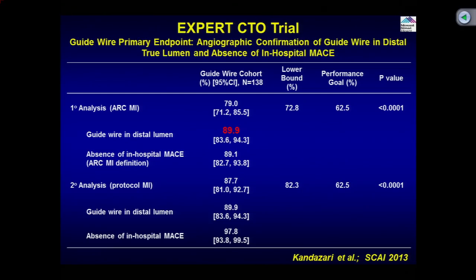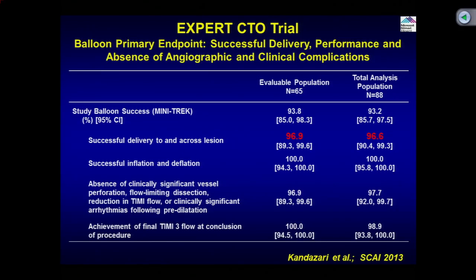A little different definition. But if you see, the guide wire reaching the distal lumen was 89.9%, and they compared it with a performance goal. And what was the performance goal? They took 6 historical CTO trials and combined the success rates, and that is what they got, 62%. Compared to that, there was a significant difference in being able to cross the CTO with the wire. And the same with the balloon: successful balloon delivery with this new Mini Trek balloon was again about 97%.